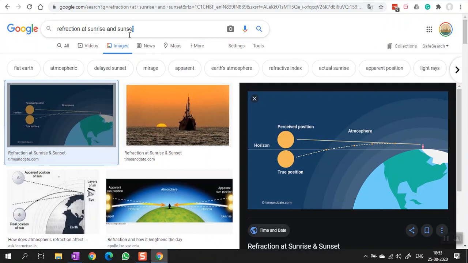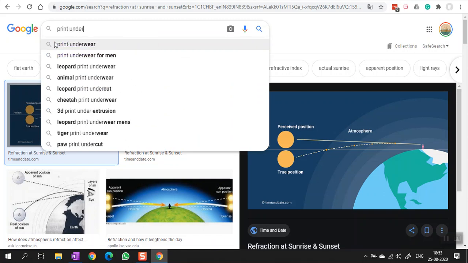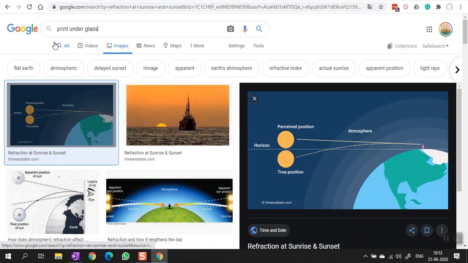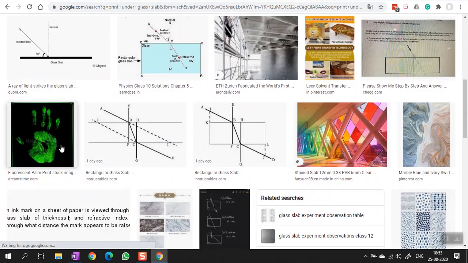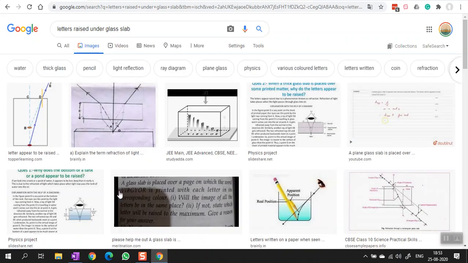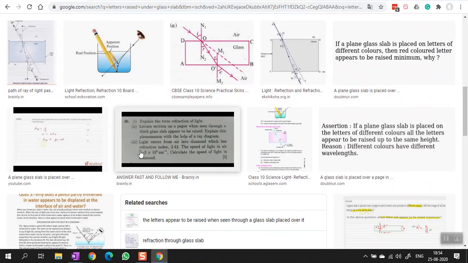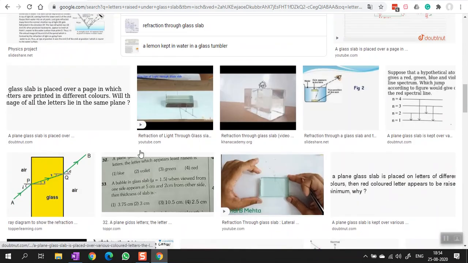Print under glass slab. Okay, print under glass slab. I don't know. Maybe letters raised under glass slab. Hmm. Okay, I don't find any pictures for that.